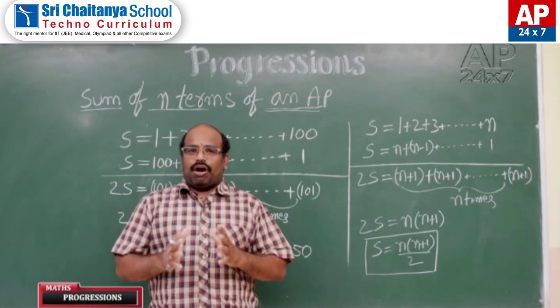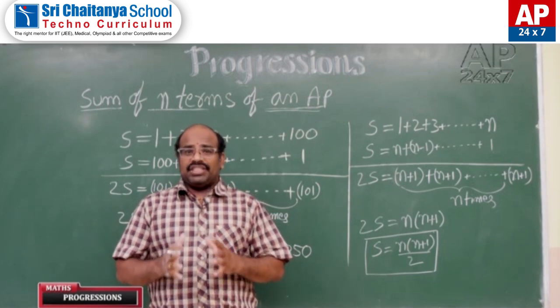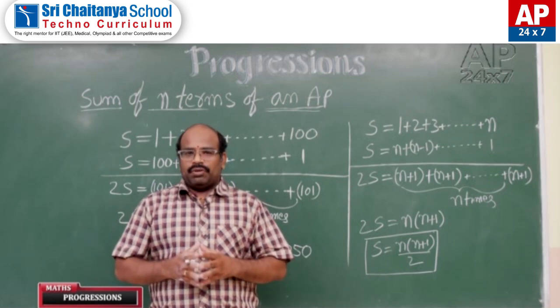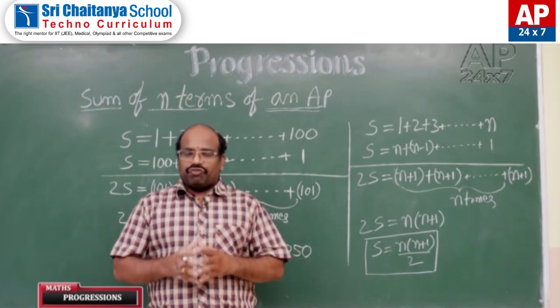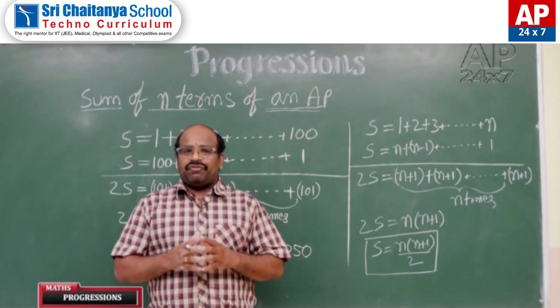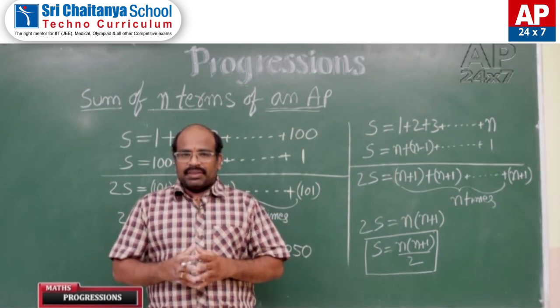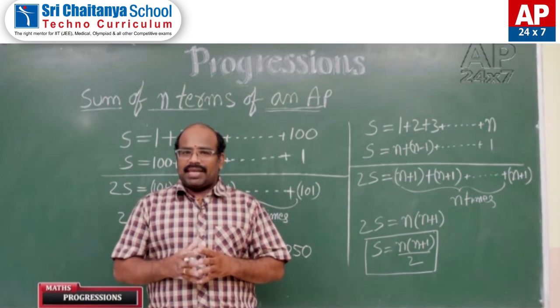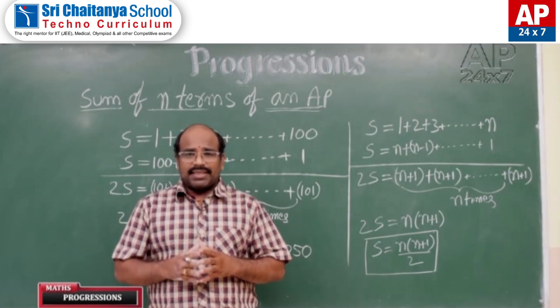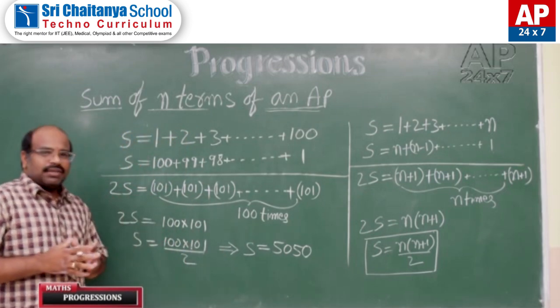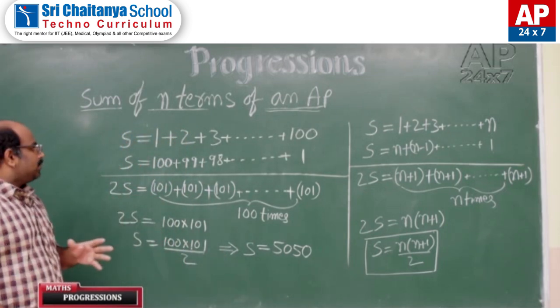Carl Friedrich Gauss is a famous German mathematician. When he was 10 years old, he was asked to find the sum of the first 100 natural numbers. He immediately replied with the answer 5050. Students, can you guess how rapidly he said the answer? Come on, let us see which method he applied.